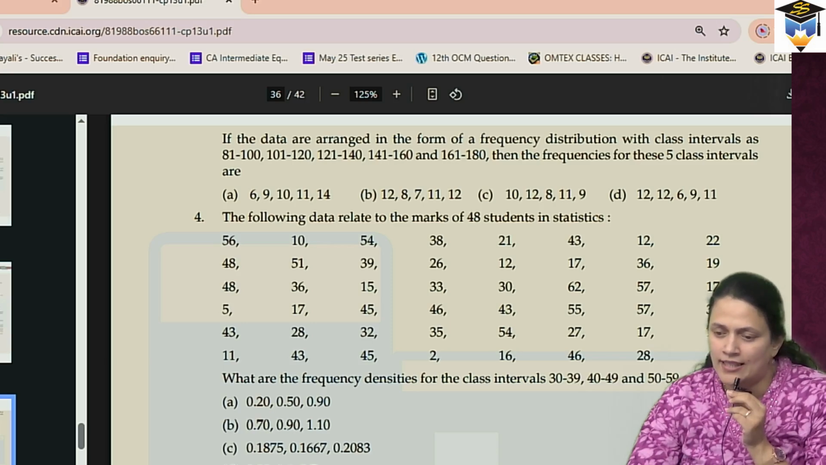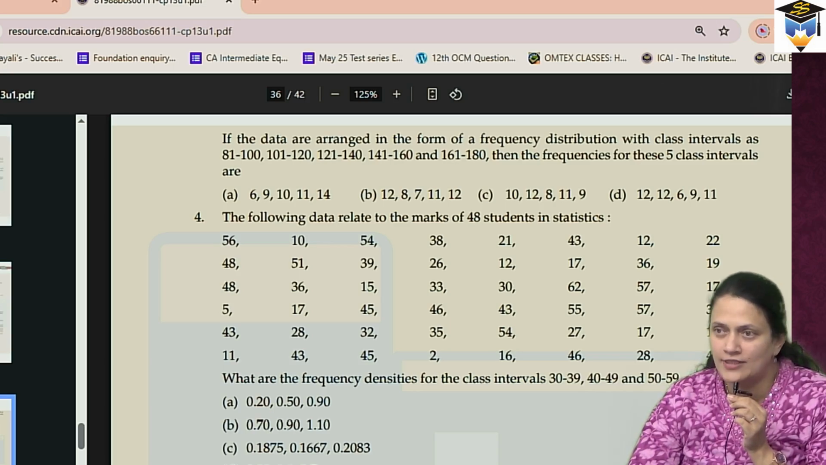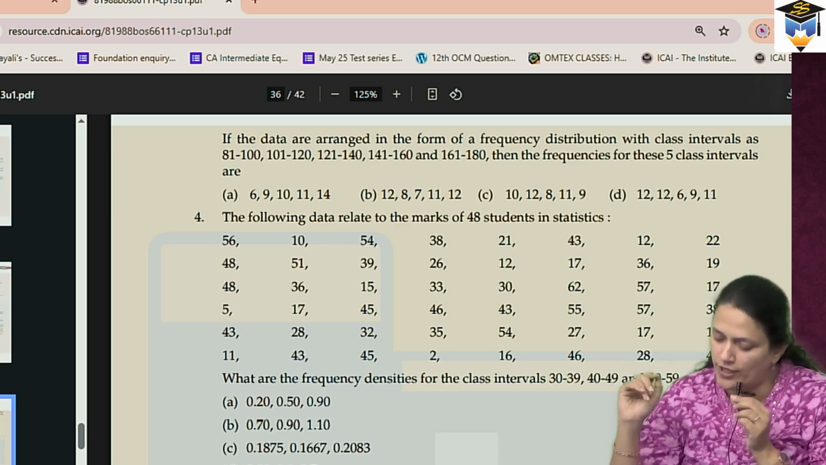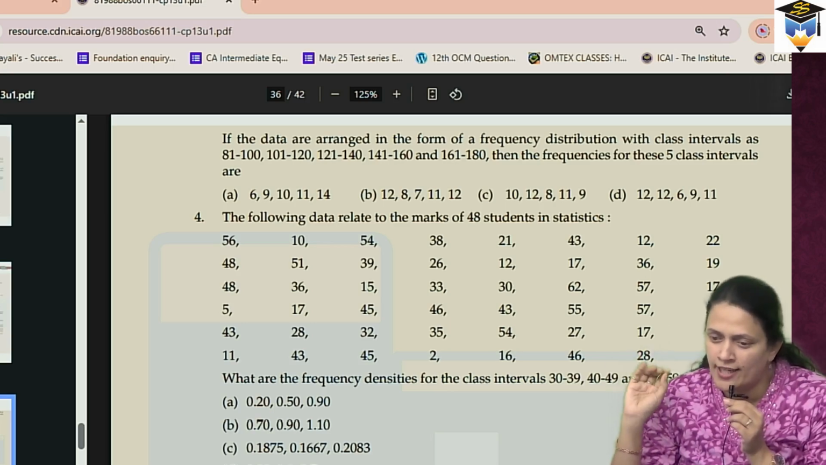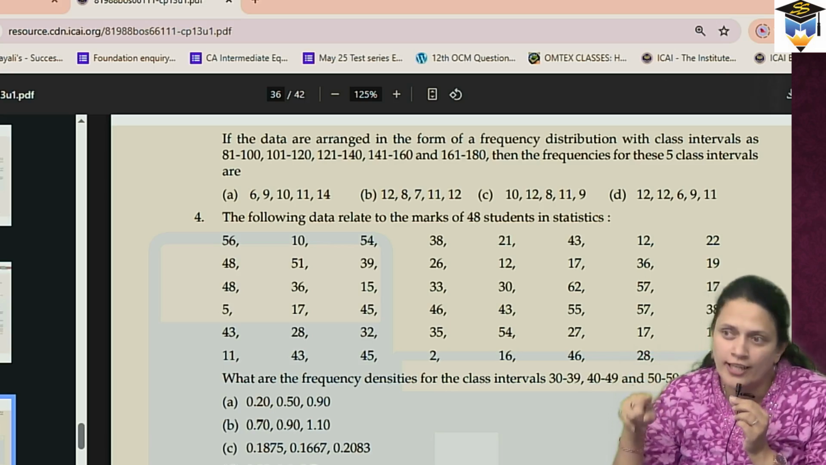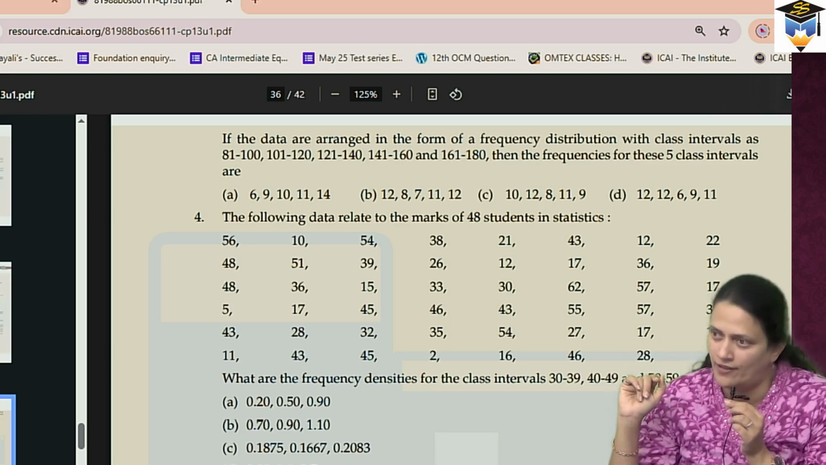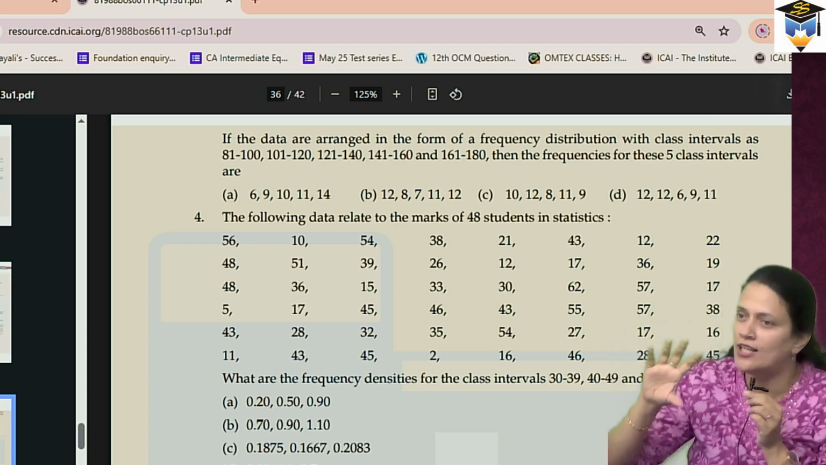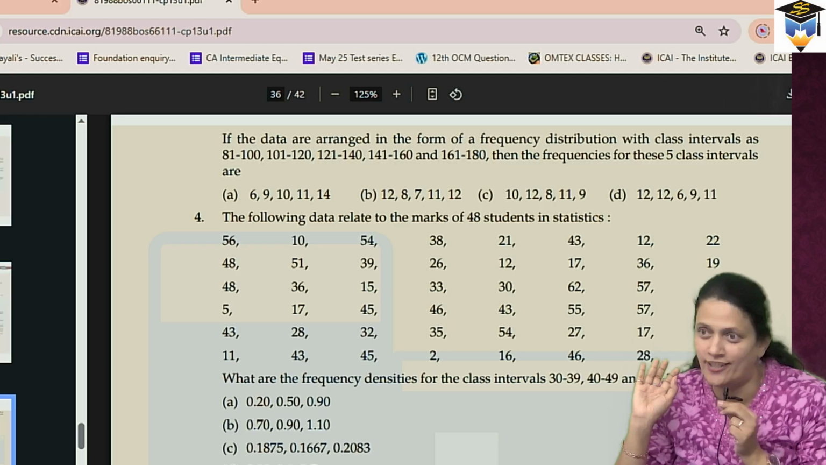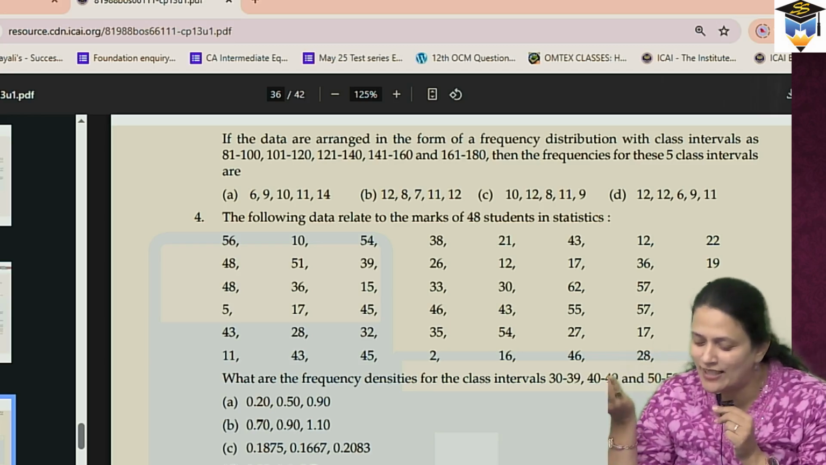बघा, आता 30 to 39 मध्ये किती फ्रिक्वेन्सी आली आपली? 9. अरे 9. ओके, हर्षवर्धन इज सेइंग इट इज 9. करेक्ट. 40 to 49, व्हेरी गुड, 11. 50 to 59, 7. हां, सो दीज आर द फ्रिक्वेन्सीज. हां, अथर्व फ्रिक्वेन्सीज तुला येणार कॅल्क्युलेट करायला. आता डेन्सिटी कशी कॅल्क्युलेट करायची?